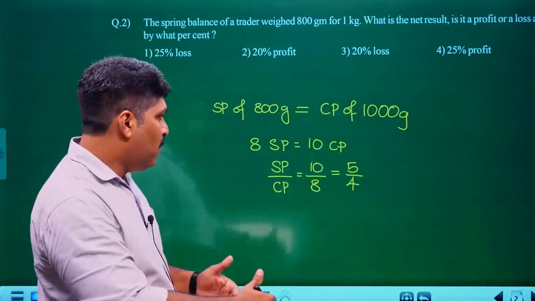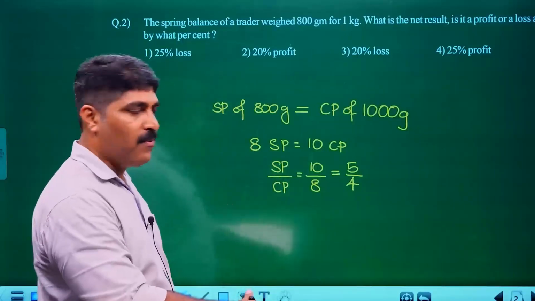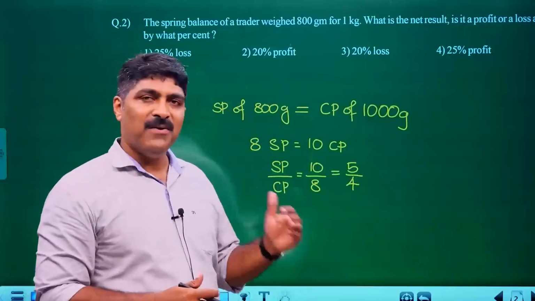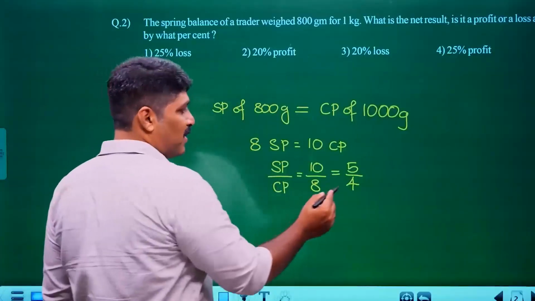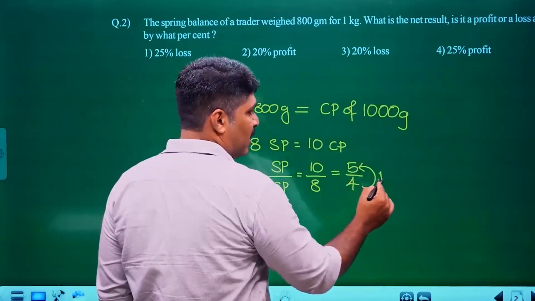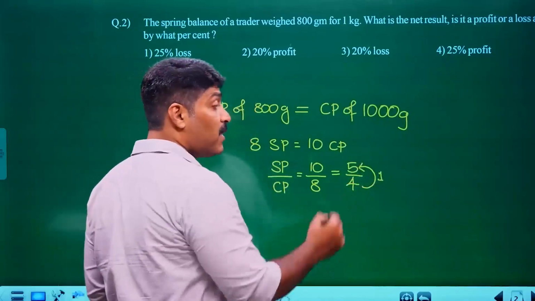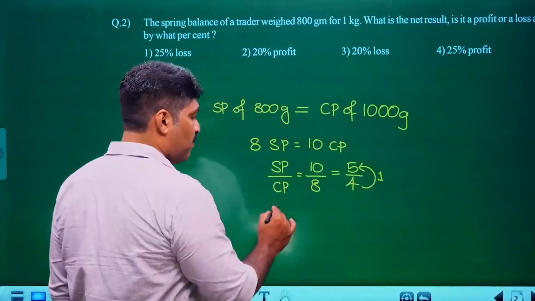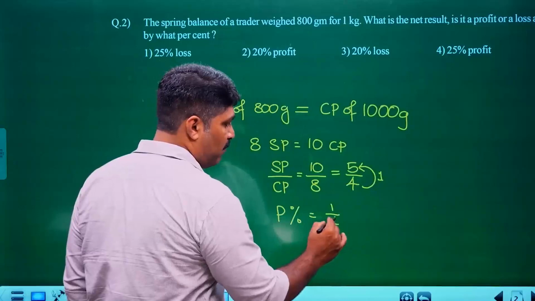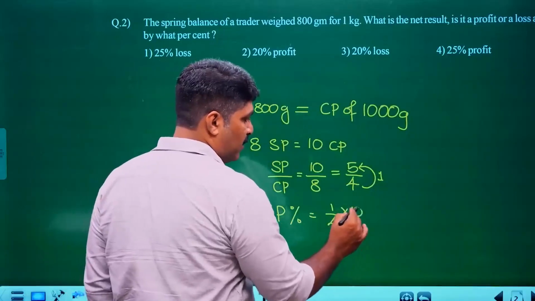Now we know what will be the next step. Once we get the selling price to cost price ratio like this, we can find out the profit percentage. If the cost price is 4 and selling price is 5, there is an increase of 1. So that is profit. Therefore the profit percentage is 1 by 4 into 100.